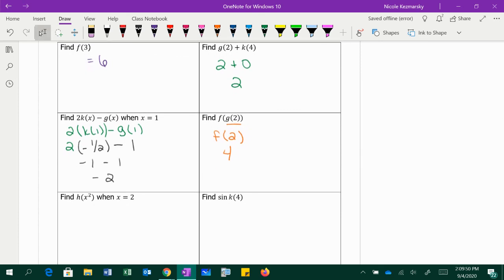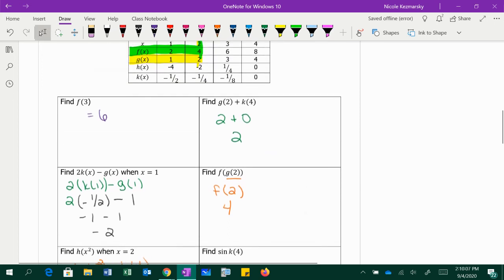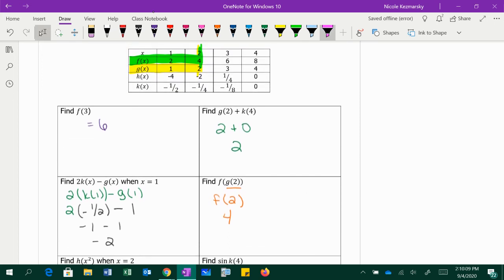Next one. So h of x squared, where x is 2. So that means I'm trying to find h of 2 squared, which means I'm trying to find h of 4. So I'm going to go up to my table. I'm going to look at h. I'm going to go over to 4, and I get 0.